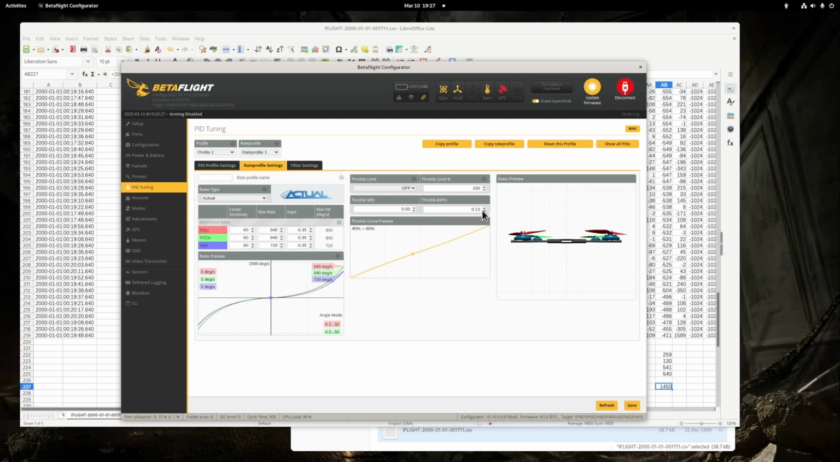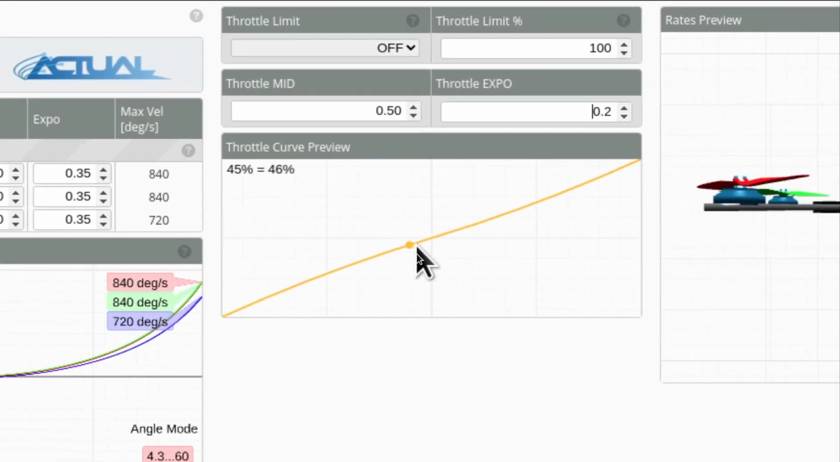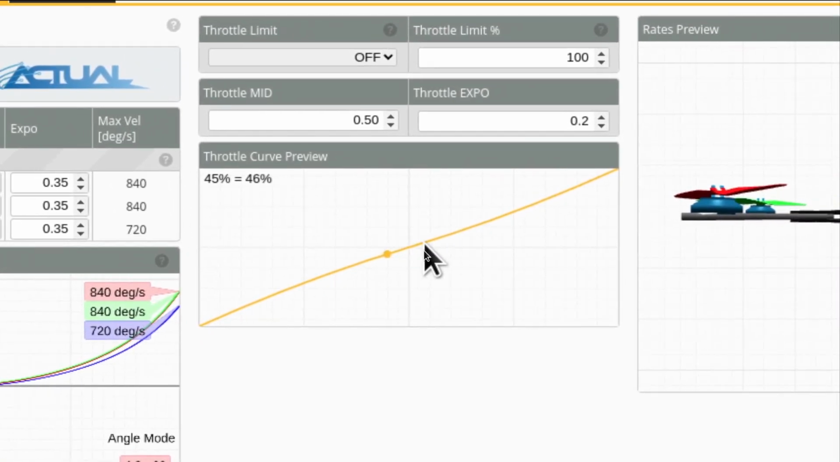So the original value is 0. Maybe I've done it a long time ago, so it was set to 50. Now what we can do is set it to maybe 0.2, so that way it has much more resolution around that number. And then I'm gonna click save. Let me zoom in first to see what I'm talking about. Yeah, look at that thing. It's kind of like an S.